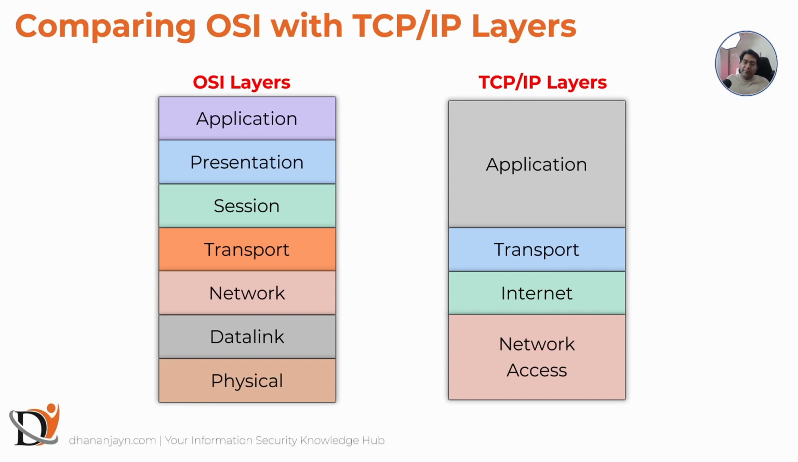Now, comparing the OSI with the TCP/IP layers. The OSI model has 7 layers, while TCP/IP has 4 layers, where the application, presentation, and session layers are combined together in TCP/IP into what is nothing but the application layer. The transport layer remains the same. The network layer becomes the internet layer in TCP/IP, and the data link and physical layers become the network access layer.